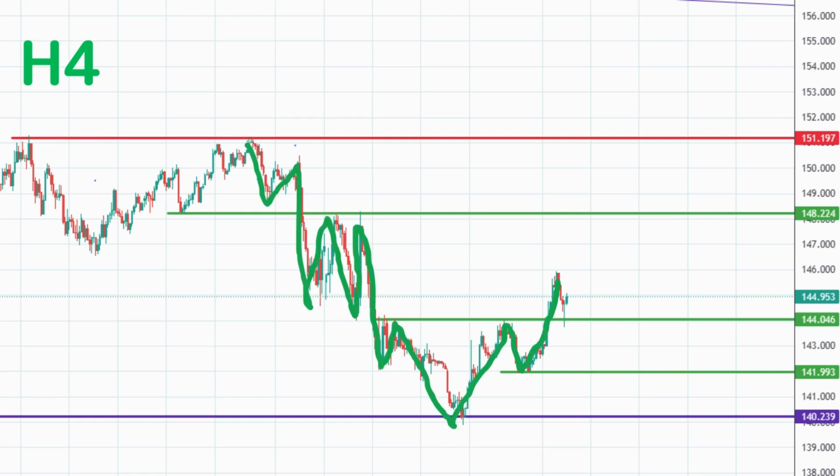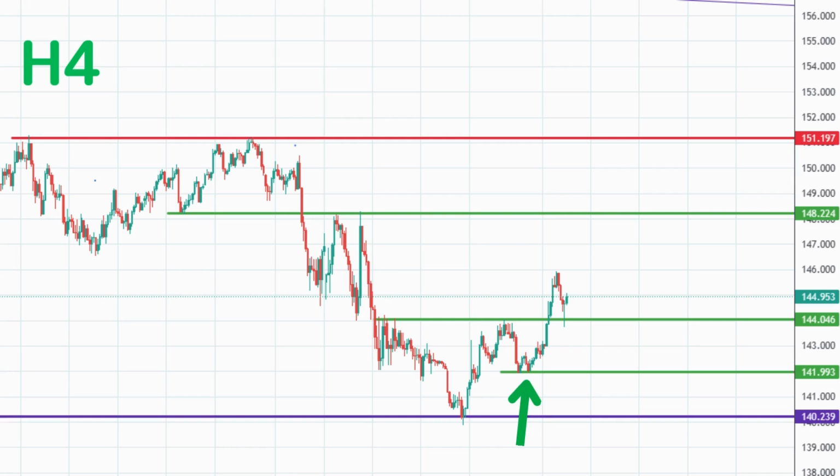Here's the wave structure I'm watching. Last week, price broke above this 4-hour lower high, confirming a shift into an uptrend. The current 4-hour key support, or swing low, is here. As long as this level holds, we can continue to consider the 4-hour chart as being in an uptrend.